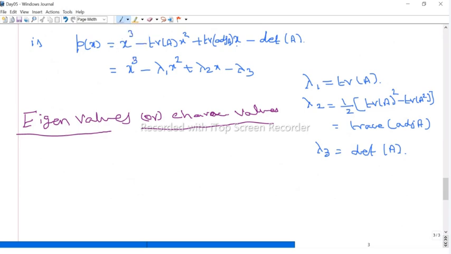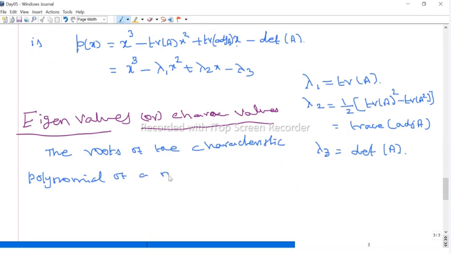So how do we define it? The roots of the characteristic polynomial of a matrix A are called the eigenvalues of A, the eigenvalues of the matrix.